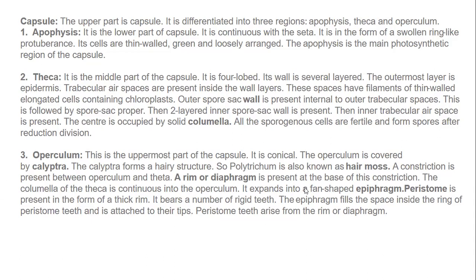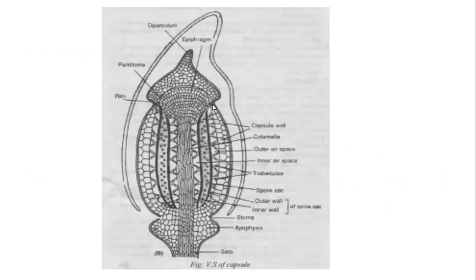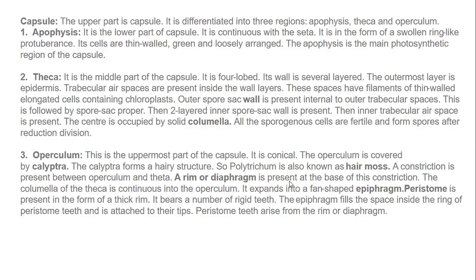Now, there will be a constriction here between the operculum and the theca. That constriction is called the rim or the diaphragm. So this is called the rim or the diaphragm, a constriction. Between the theca region and the operculum region, there is a notch here. This part is called the rim or the diaphragm. This is considered as the attachment part of the operculum to the theca region.